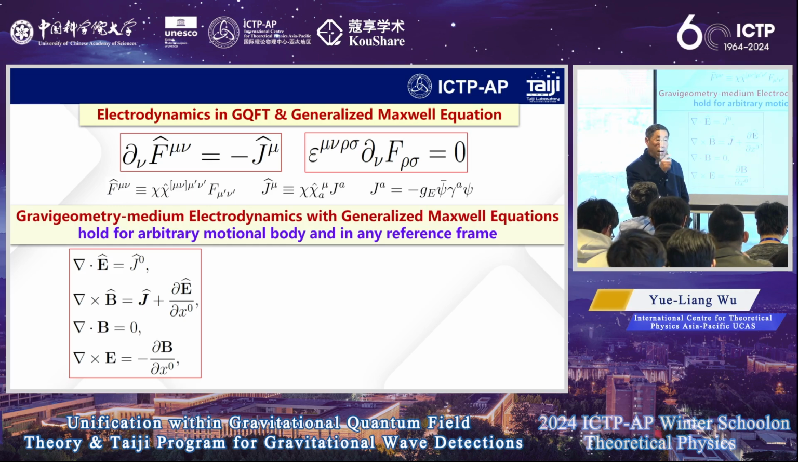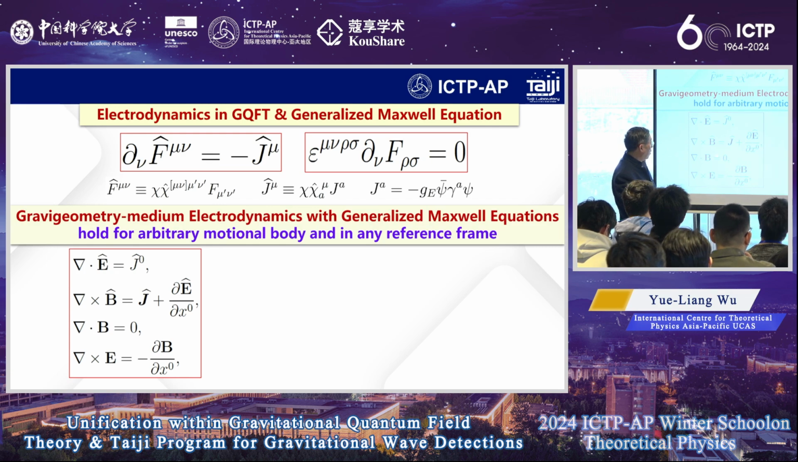This factor is given by the gravitational field. Because of the existence of this gravitational field, the generalized Maxwell equation has to be written this way. So you have E hat, B hat, J hat for current. I call this the graph geometry medium electrodynamics, the generalized Maxwell equation.